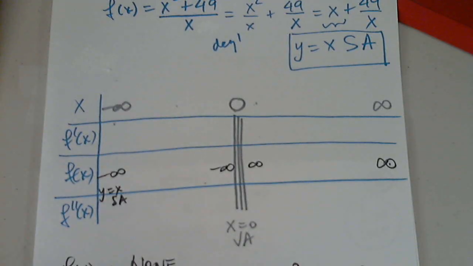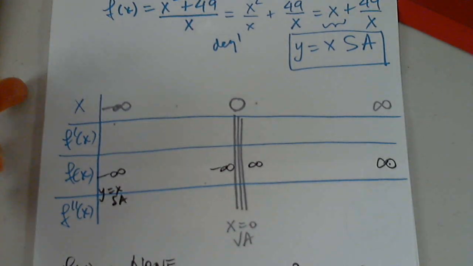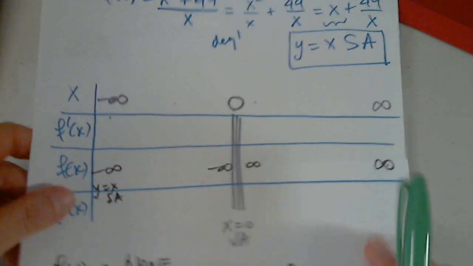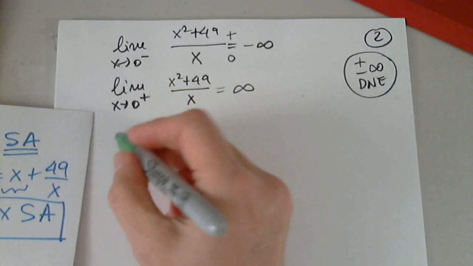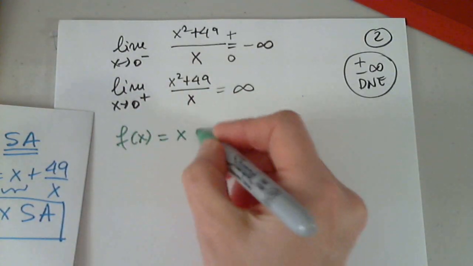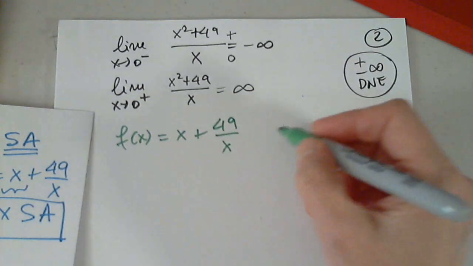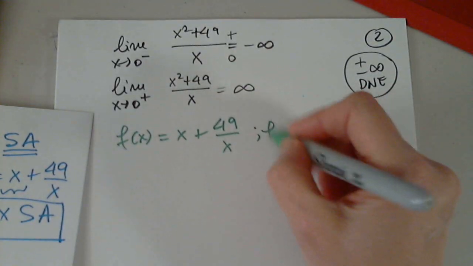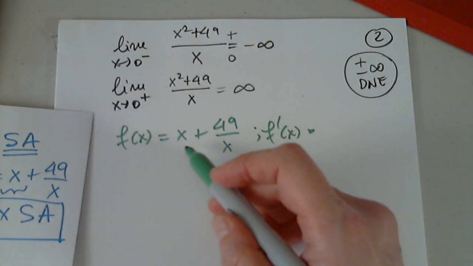Okay, so let's discover that slowly. So now I'm going to find the first derivative, and I will differentiate this. So our function now is x plus 49 over x. And when I differentiate, I get this is 1.